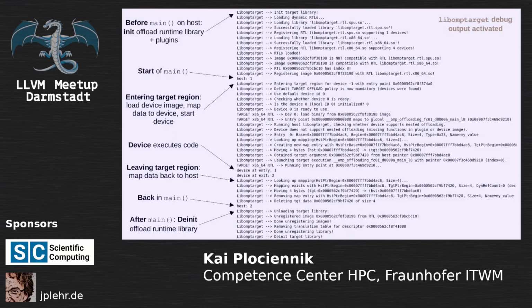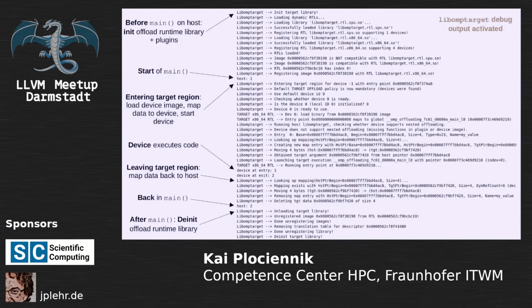Even before main is entered on the host, at the very top, you will see init target library, and then loading dynamic RTLs. That's the target independent offload runtime library in LLVM, libomptarget, loading all the plugins for offloading to the available accelerators. You also see output of something like registering image just above host 1. That's where the device image for the accelerator was found and is associated to the corresponding plugin. And then main is started.